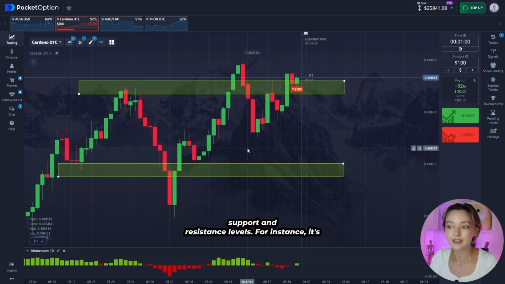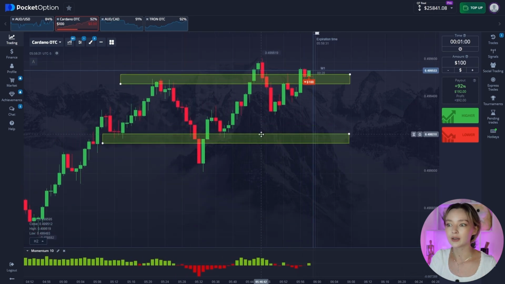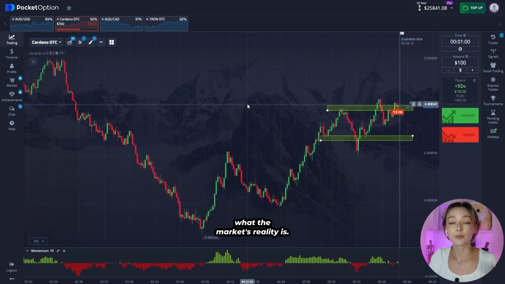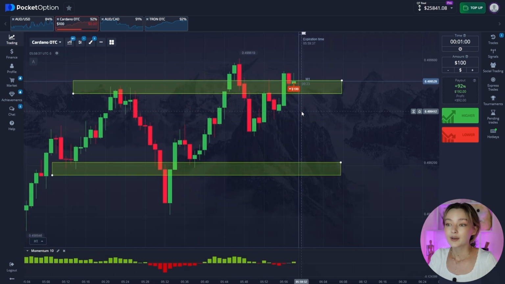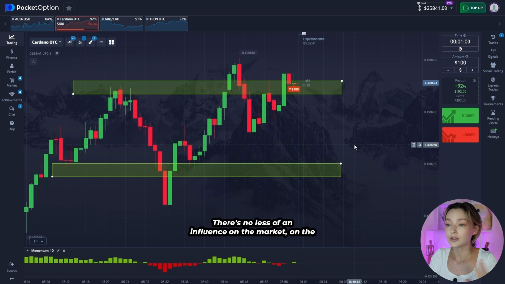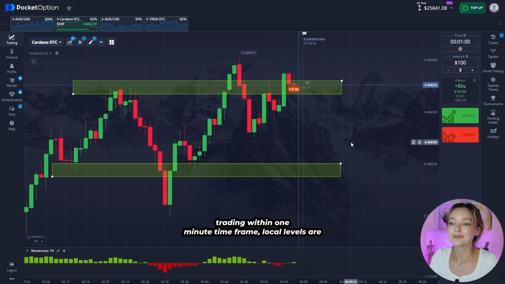Determining support and resistance levels, for instance, is actually really important for any strategy, to be able to define these levels properly, as close as to what the market's reality is. Besides local levels, you might want to look into global ones just as well. They're no less of an influence on the market, on the price behavior. However, yes, since we're trading within a 1 minute time frame, local levels are the priority for us.